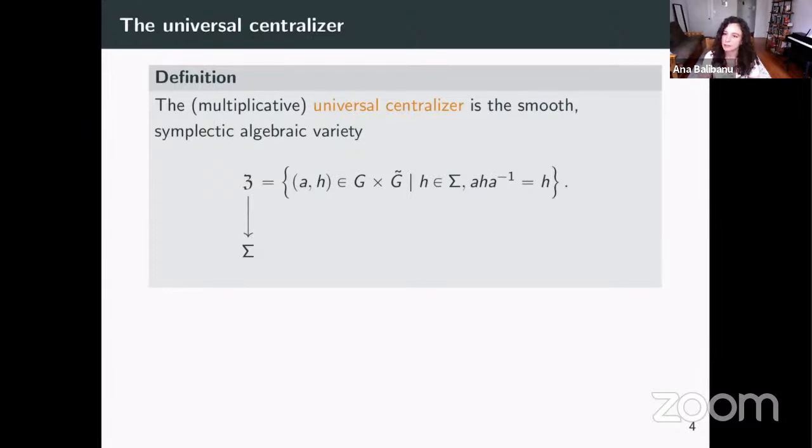A in the adjoint group and H in the simply connected group, with the property that H is in the Steinberg cross-section and A centralizes H. So we should think of this as a family parametrized by elements of the Steinberg cross-section, and above every element is sitting its adjoint centralizer.